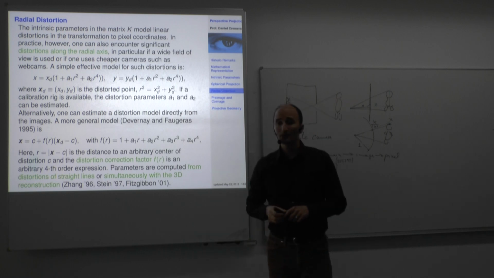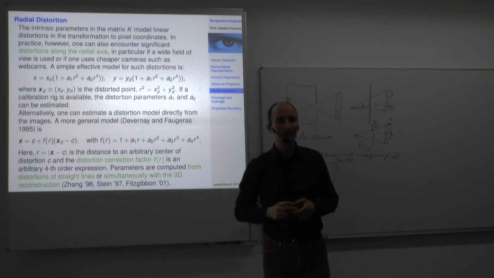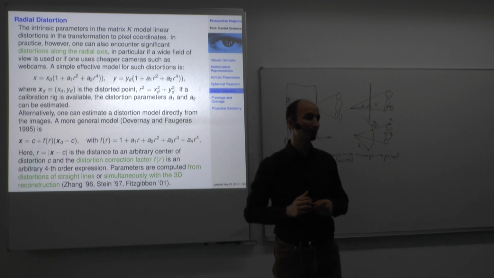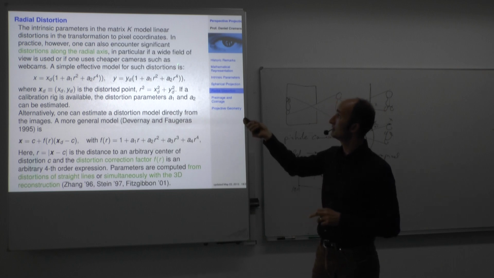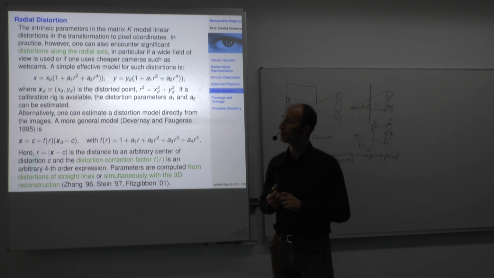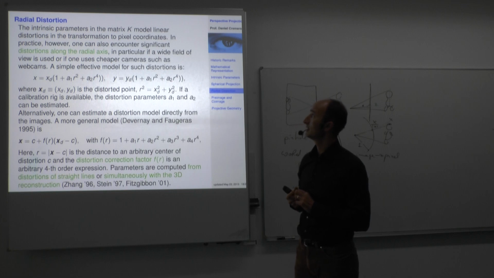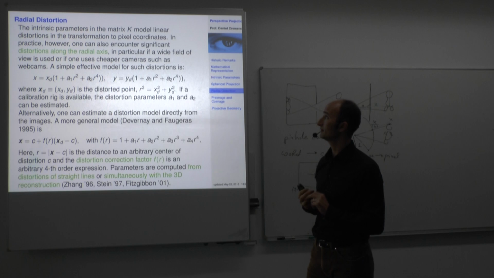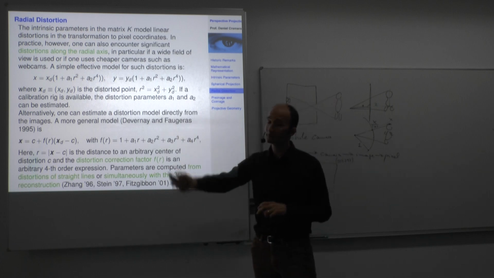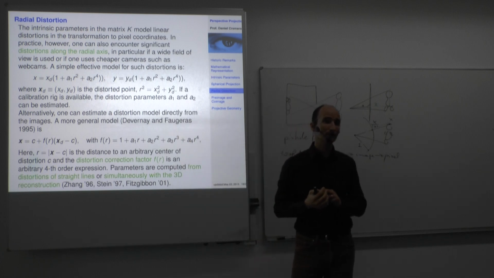And that radial distortion is not always prominent, but it depends on what camera you have, and it depends on what settings you have. And in particular, if you take a wide field of view, so short focal lengths, and you have a cheap camera, then you will see substantial radial distortion. For example, often webcams create radial distortion.